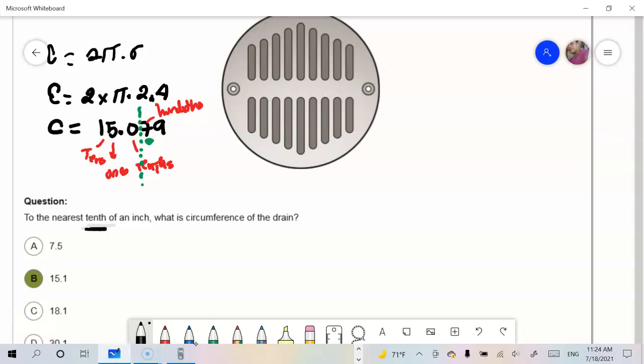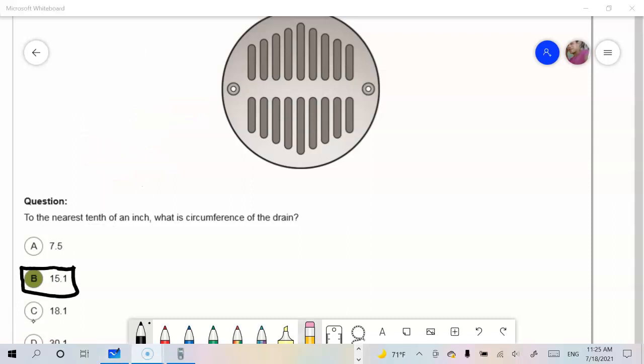So what their circumference is going to be equal to 15.1. If you round 0.7 up, it's going to be 15.1. Therefore the answer is letter B. Okay, so the correct option is letter B.